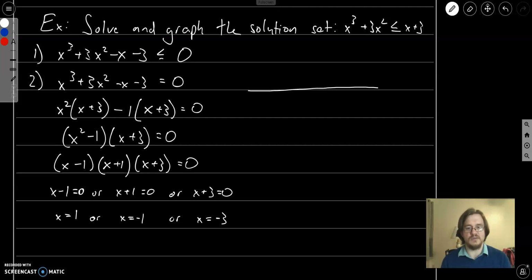So on our number line, if I have 0, our boundary points where our x-intercepts are going to be at 1, negative 1, and negative 3. So I'll have 4 regions to look at this time. I'll have the region to the left of negative 3, in between negative 3 and negative 1, in between negative 1 and 1, and to the right of 1.